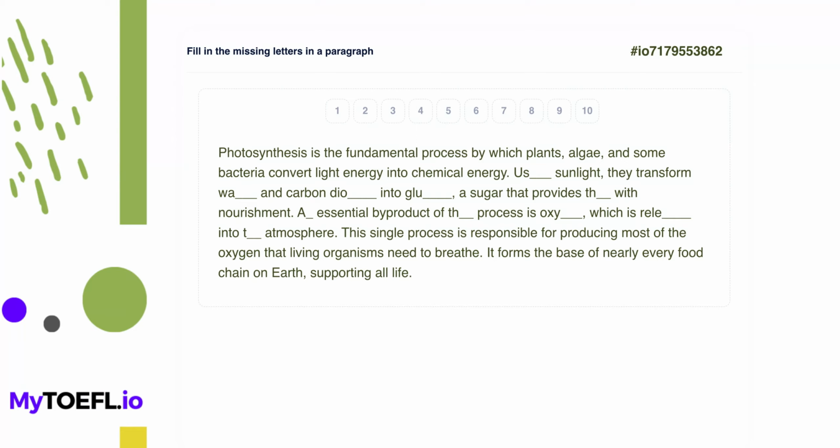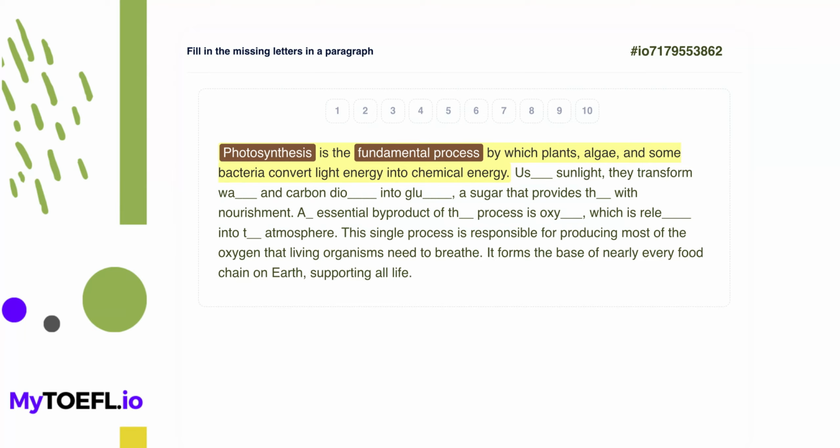Let us first look at the opening sentence. Let's begin by reading the very first sentence to understand the main topic of the paragraph. Photosynthesis is the fundamental process by which plants, algae, and some bacteria convert light energy into chemical energy. This sentence introduces the core topic, photosynthesis. It describes it as the fundamental process, meaning it is essential or basic. The sentence explains that through this process, organisms convert or change light energy into chemical energy. This establishes the definition we need for the rest of the text.